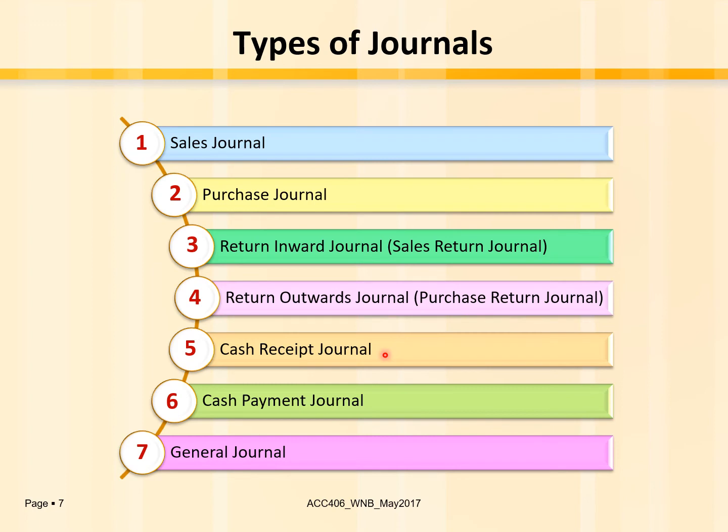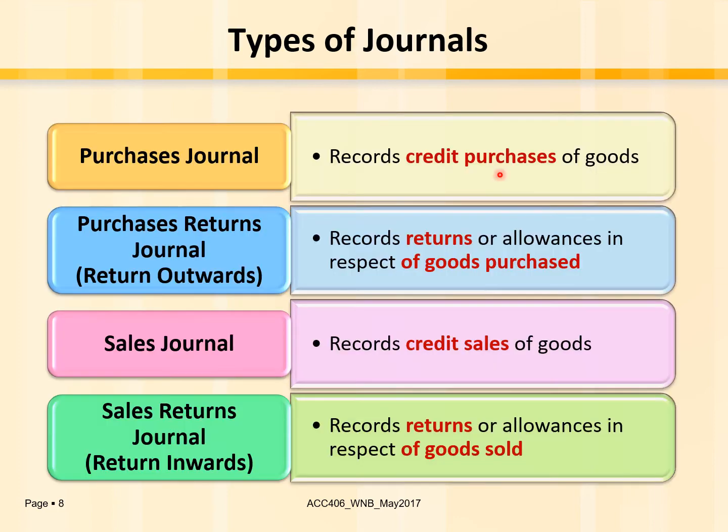Cash receipt, segala penerimaan tunai ataupun duit dalam bank. Okay, tunai ataupun cek. Cash payment, ada pembayaran tunai ataupun pembayaran secara cek. And the last one adalah general journal. Semua benda yang tak masuk dalam 1 hingga 6 akan masuk dekat general journal. So, let us look further on this one. Purchases journal adalah untuk record semua credit purchase of goods. This is very important sebabnya you nak identify transaction tu dalam you punya soalan 2. So, you kena tahu kalau ada purchases secara kredit, so dia akan masuk purchases journal.